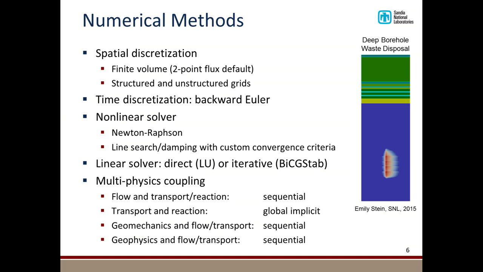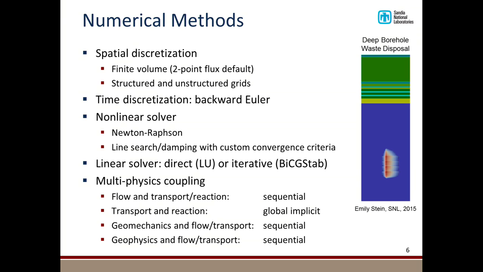The numerical methods that we use: for spatial discretization, we use the finite volume method. We handle structured and unstructured meshes, our grids. We're backward Euler in time. We use nonlinear and linear solvers. These are pretty much your Newton's method and your Krylov solvers or direct solvers.